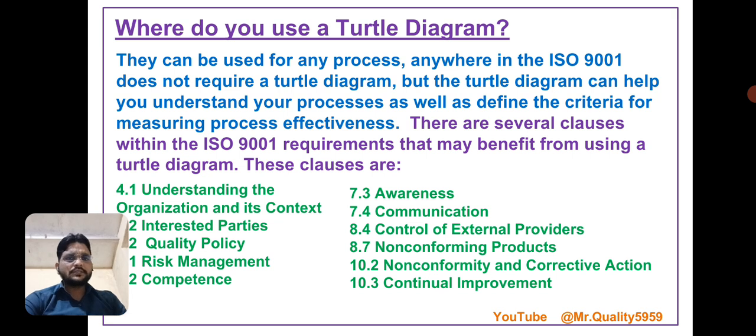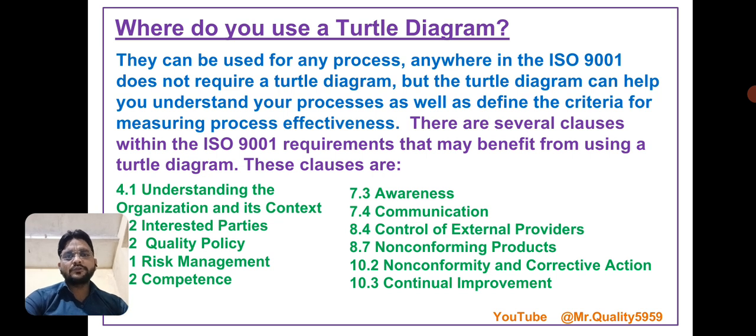These are some clauses: 4.1 understanding the organization and its context, 4.2 interested parties, and 5.2 quality policy, 6.1 risk management, 7.2 competence, 7.3 awareness, 7.4 communication, and 8.4 control of external providers, 8.7 nonconforming product handling, 10.2 nonconformity and corrective action, and 10.3 continual improvement. In these clauses we can use the turtle diagram.